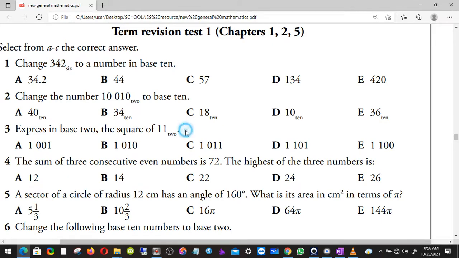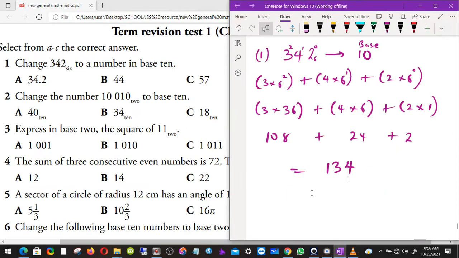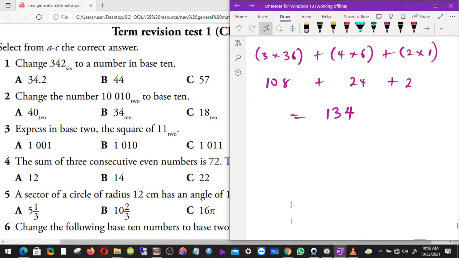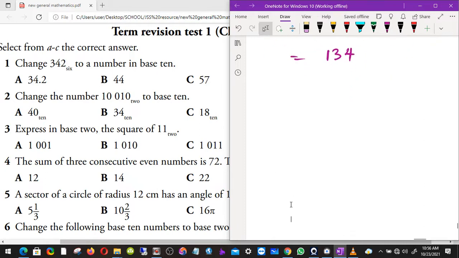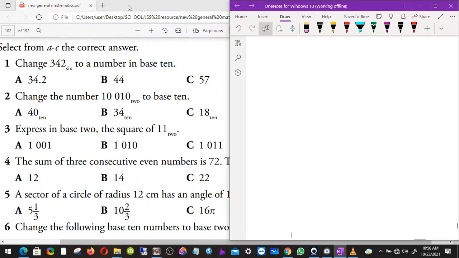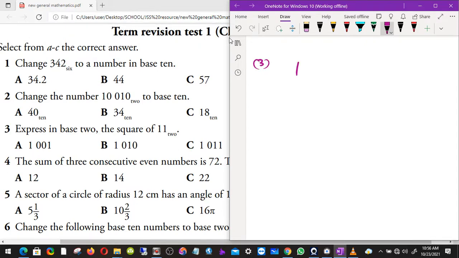So everybody read number 3 for me. Express in base 2 the square of 11 in base 2. So we want to express the square of 1 1 in base 2. The square of 1 1 is not 11 because it's in base 2.